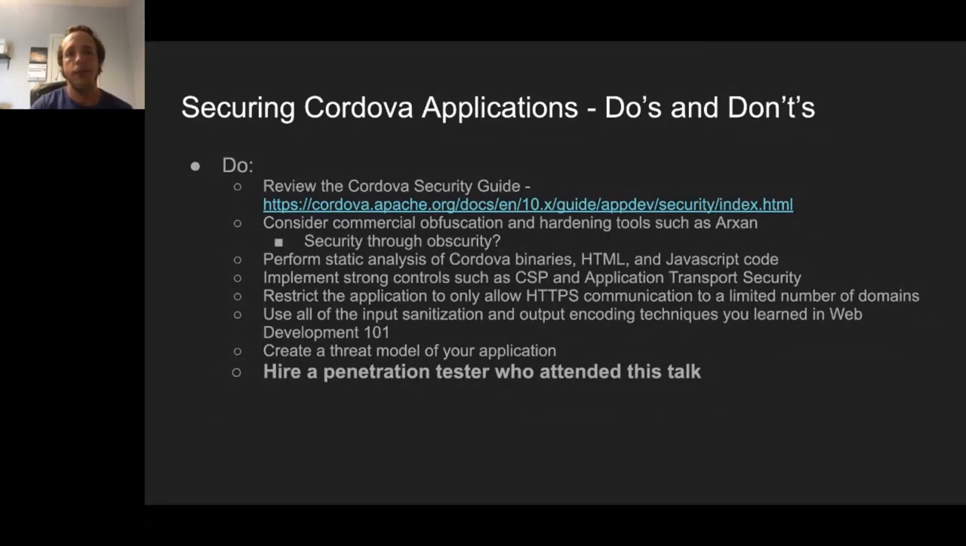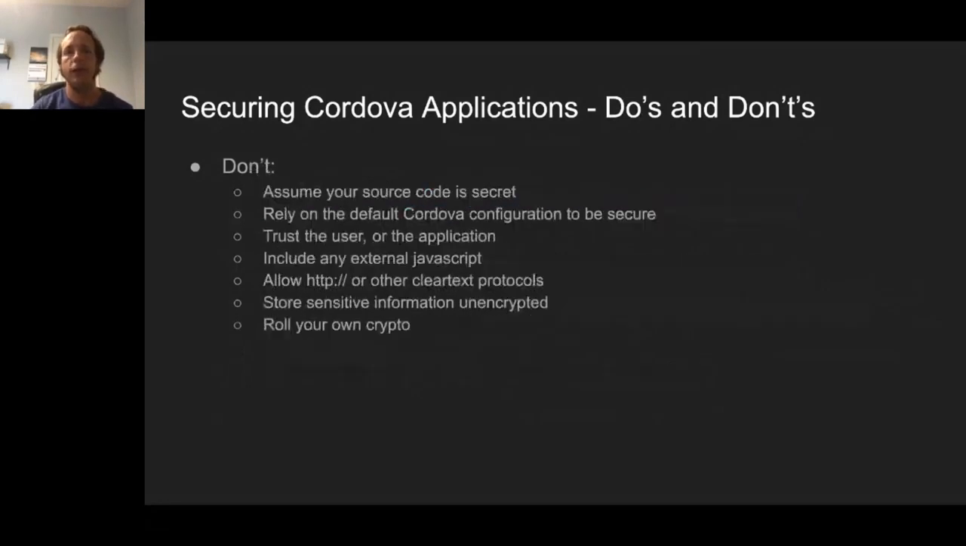So for our don'ts, and a lot of this is in the Cordova documentation as well, don't assume that your source code is secret. Don't assume that anything that's in your source code is not going to be available to prying eyes. So don't put any encryption keys there. Don't put your AWS S3 keys. Don't put anything that would cause you problems if an attacker was able to get access to it in the source code itself. Don't rely on the default Cordova configuration to be secure.